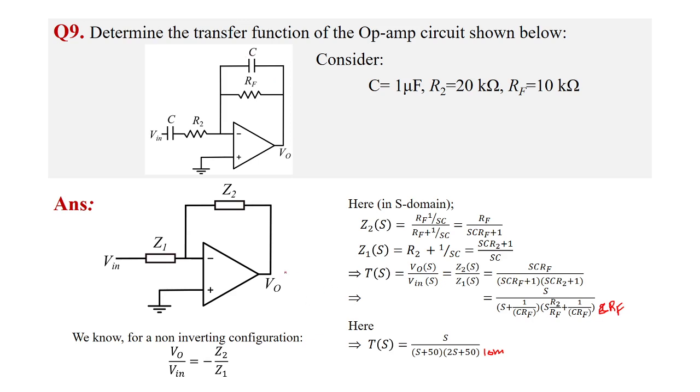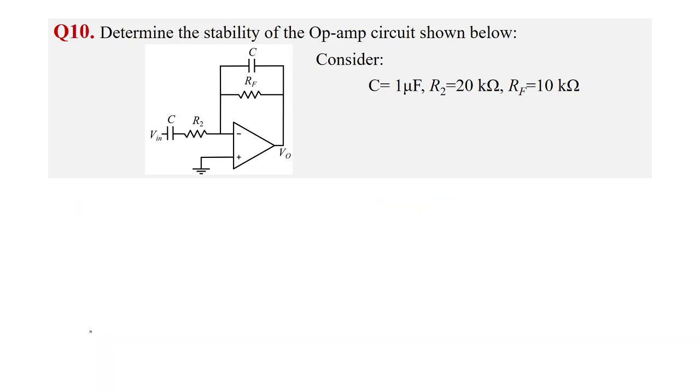Since this is an inverting configuration, we find Z2 of s by Z1 of s, that is the gain. So we found separately what Z2 and Z1 are, and we substituted here, and we got this transfer function.